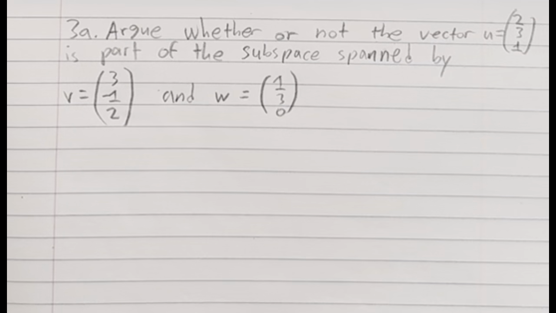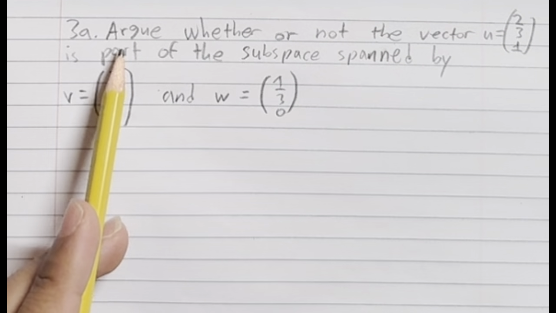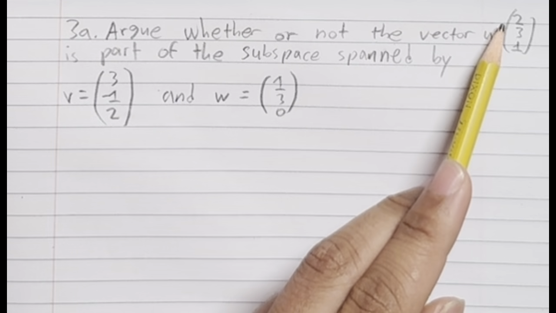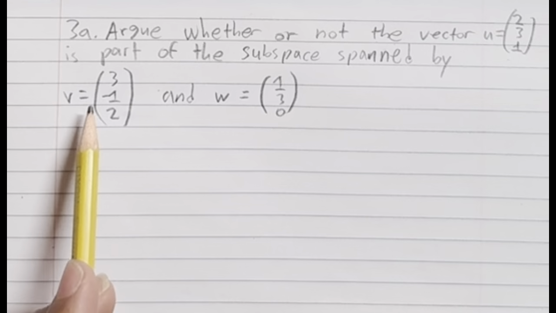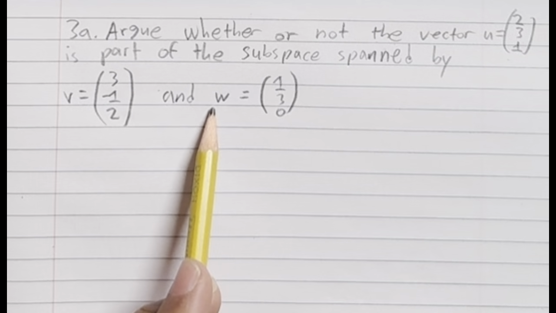This is an explainer video for Long Homework 1, question number 3. Question 3a starts by asking to argue whether or not the vector u with components 2, 3, and 1 is part of the same subspace spanned by v with components 3, negative 1, and 2, and w with components 1, 3, and 0.